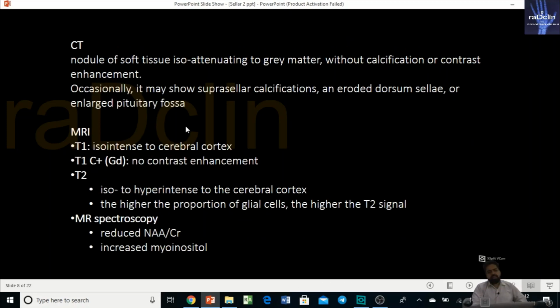Now on CT there will be a nodule of soft tissue that is isoattenuating to the gray matter without any calcification or contrast enhancement. That is the basic thing: the signal intensity is more or less the same as the gray matter. In MRI it's isointense to cerebral cortex. On post contrast, there is normally no contrast enhancement. On T2, it is iso to hyperintense to cerebral cortex, and it can have neuronal tissue as well as glial tissue. It depends: if the proportion of glial cells is more, the T2 signal is higher. On MR spectroscopy, there is reduced NAA/creatine and increased myoinositol. Increased myoinositol means that there is an increase in the glial tissue.